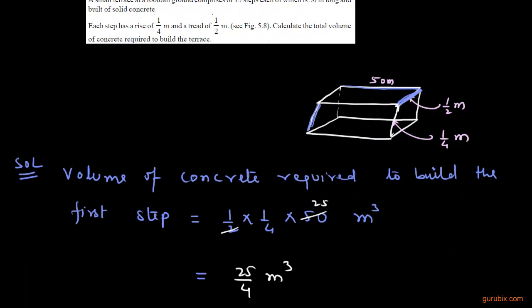So we can say the volume of concrete required to build the first step is 1/2 multiplied by 1/4 multiplied by 50, and if we cancel out 2 and 50 we get 25. So this equals 25/4 meter cube. So the volume of concrete used to build the first step is 25/4 meter cube.